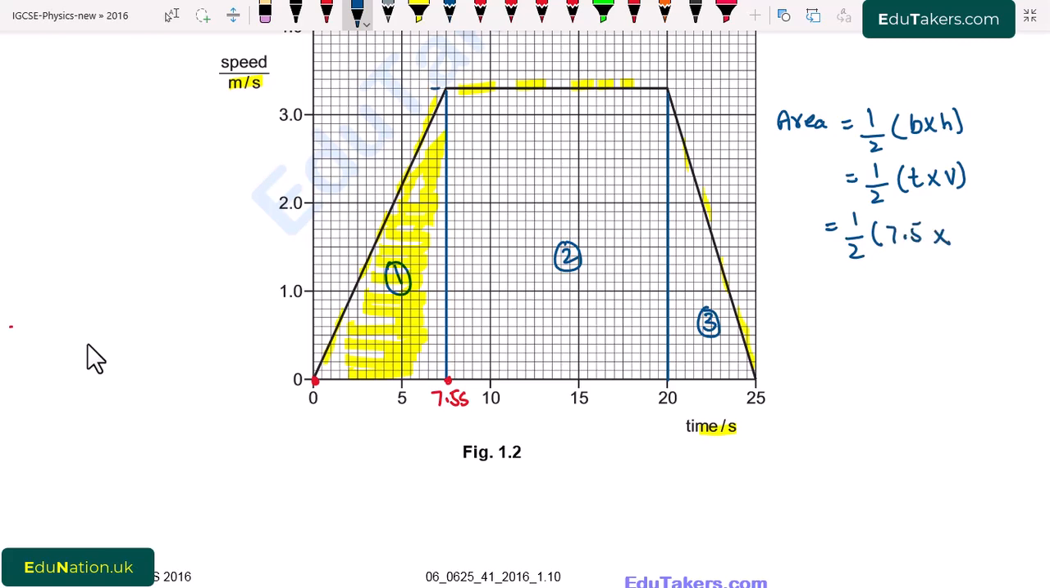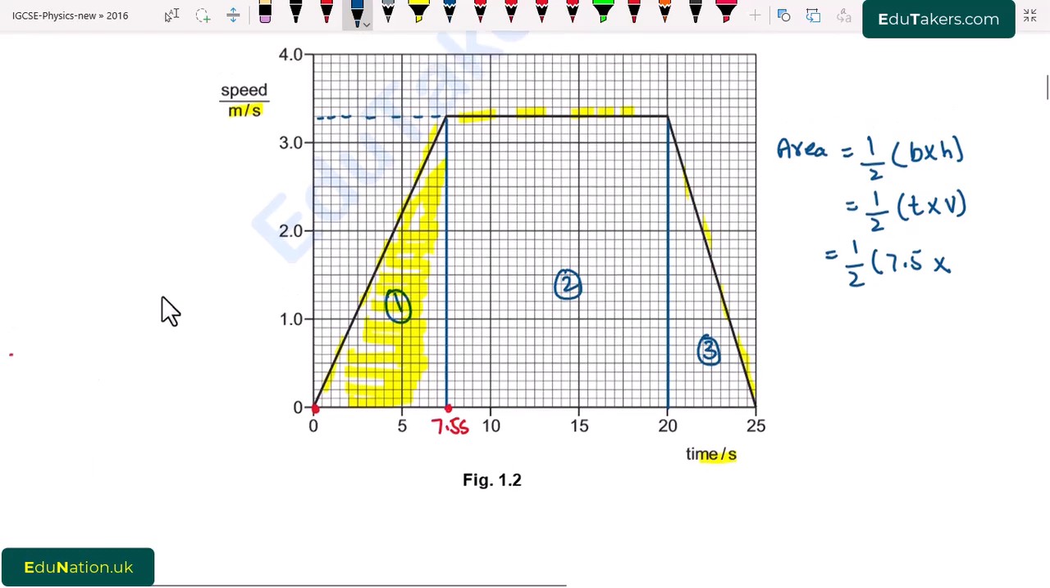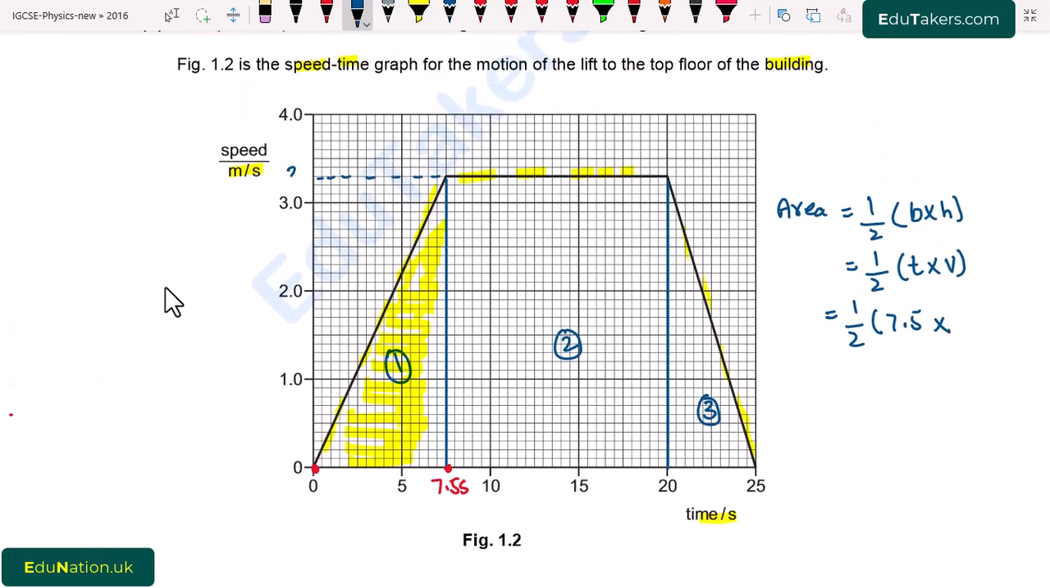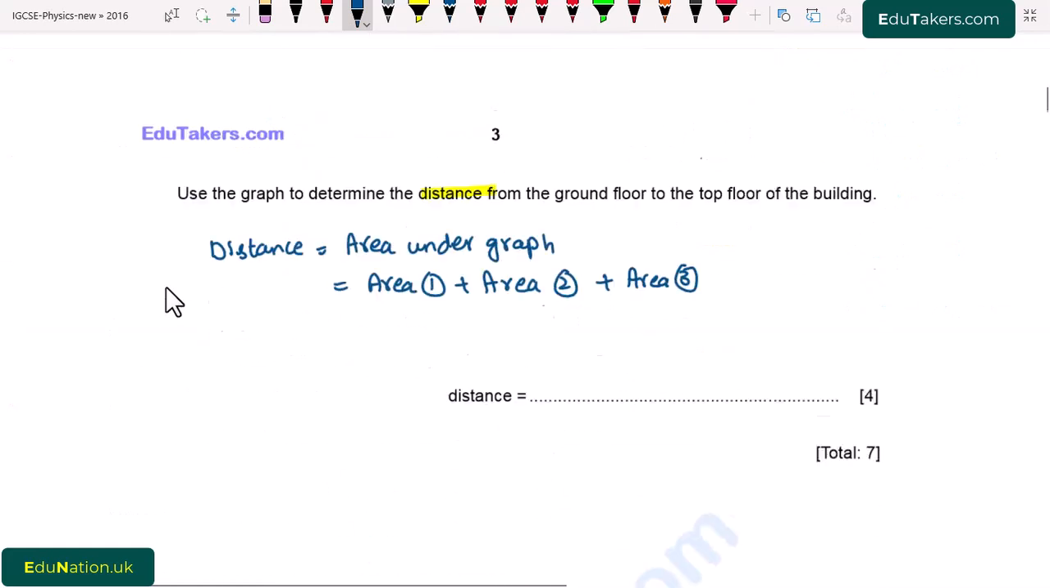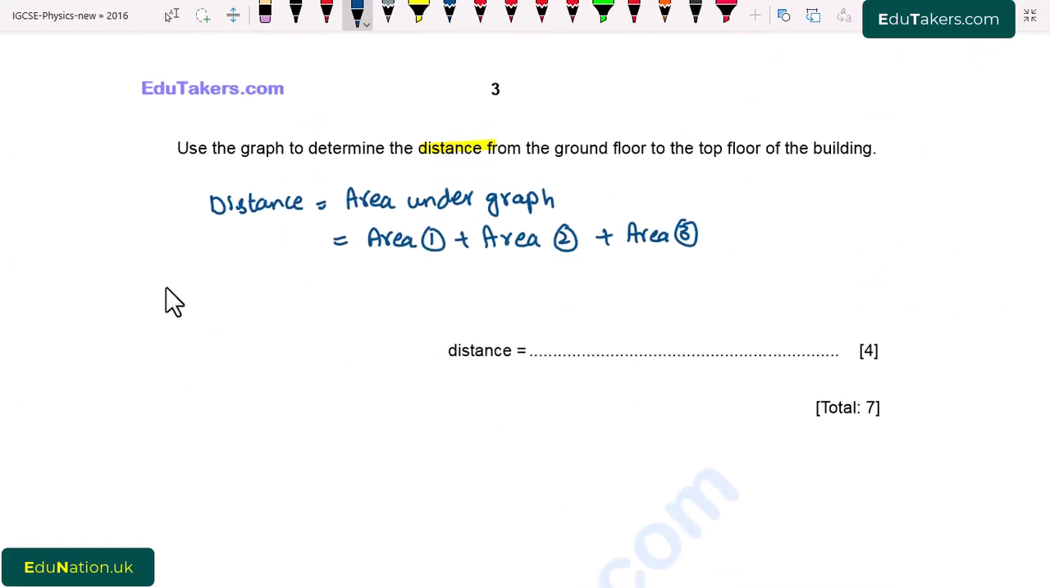At this point, we have to find out the value of speed, and it is equal to 3.3 meter per second. So here I write 3.3. So I write here area 1 is equal to 1 over 2 multiplied by 7.5 and 3.3.